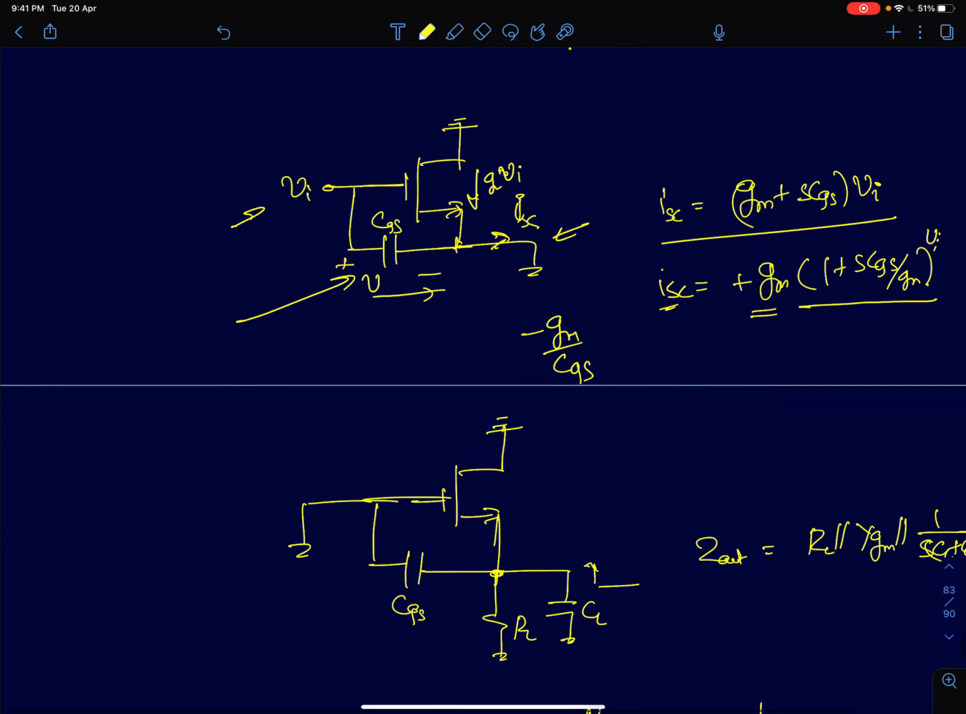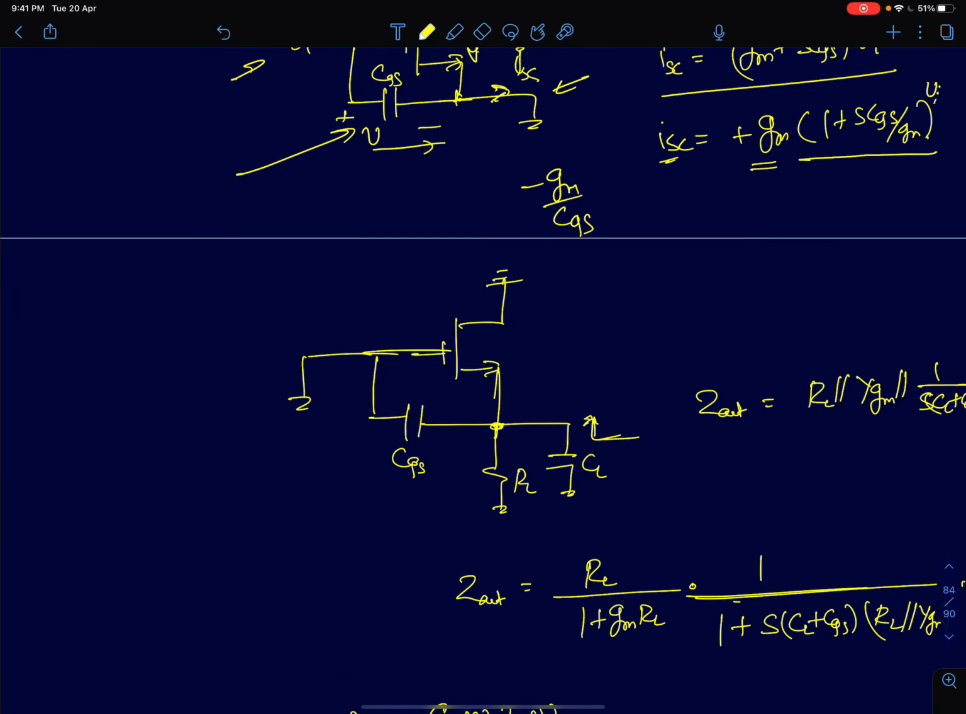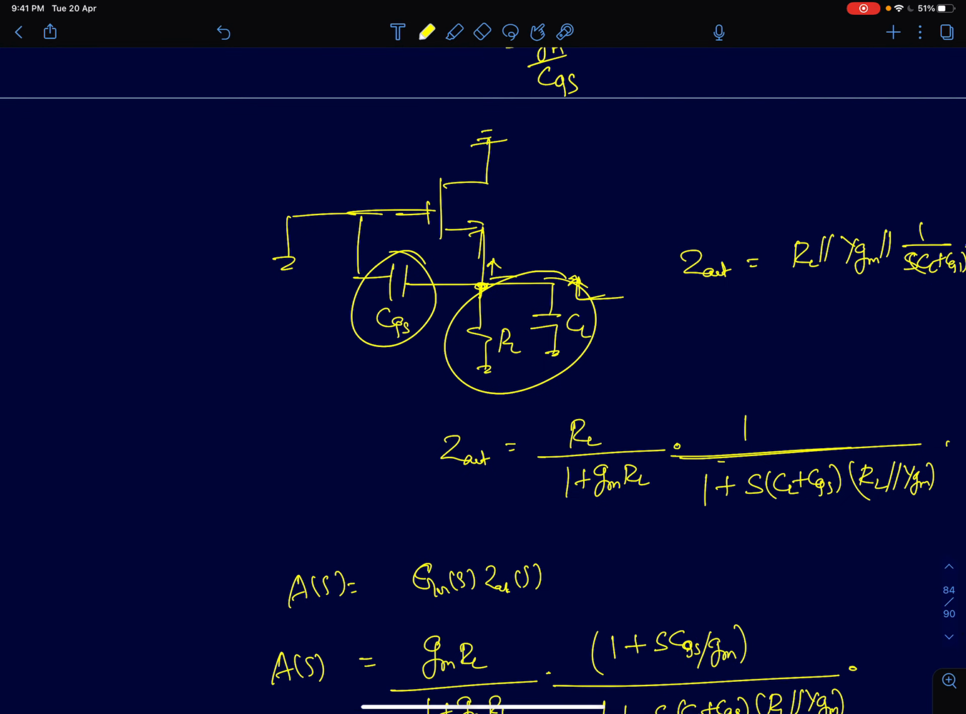The next step is to find the output impedance. So you will have RL parallel CL in parallel with 1 by gm parallel sCGS. So we can expand that. At DC it will be just RL parallel 1 by gm. So that's what this term is. RL by 1 plus gm RL is just RL parallel 1 by gm. Then for the other term, you will have two capacitors in parallel. CL and CGS will appear in parallel, and the pole will be at 1 by s(CL plus CGS) times (RL parallel 1 by gm).